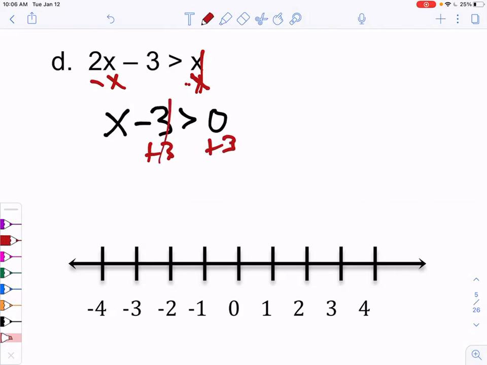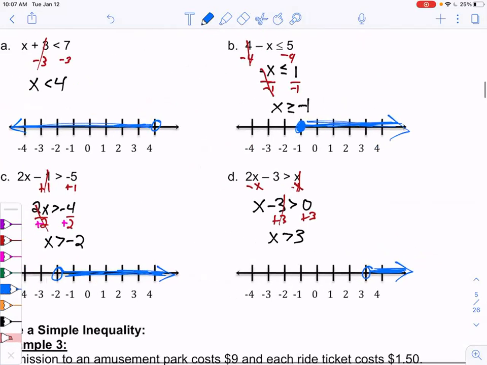Nope. Open or closed circle, Josh? It would be left or right? Got it. Okay, any questions on those 4?